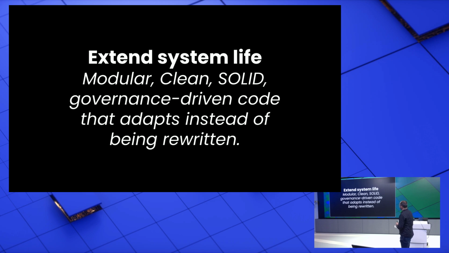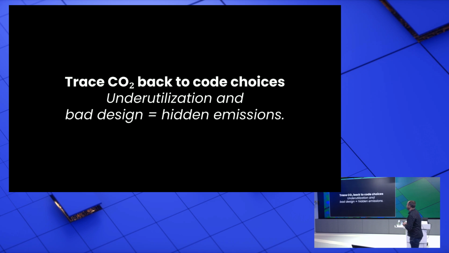So the second one is extend system life, in this case from the software side. Although this is not new, and a lot of people say, yeah, but we've been talking about this for decades, if we build a system around a process that's going to last the next 10 years, we do it in a way that is adaptable and that we don't have to rewrite it every year, or with vibe coding maybe every 3 months. That's a different story. And then, yeah, through CO2, back to code choices.